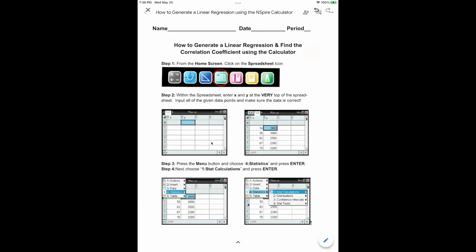First thing, this is something that I created and passed out to the class. This document shows you how to come up with the linear regression and correlation coefficient using your calculator. You can only use your calculator to come up with the regression and correlation coefficients. You can't do it by hand. There's no way to do it without a calculator. So this is one of the documents that I created.